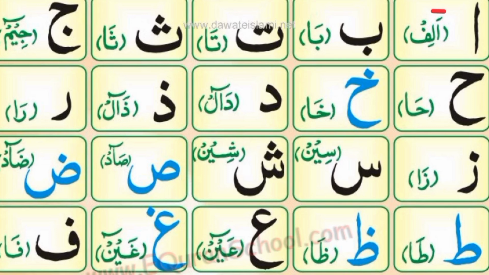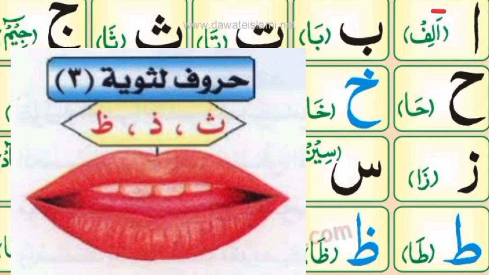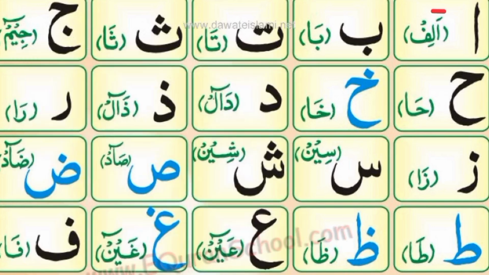Okay, the next letter is za. It has a dot on it. This is the difference between these two. And the articulator of za is the same as the articulator of sa and dal. From the upper part of the tongue, when it touches the edges of the upper two teeth. Okay, we have to bring out our tongue a little, and then we touch the upper tip of the tongue on the edges of the upper two teeth, and then we pronounce this letter.